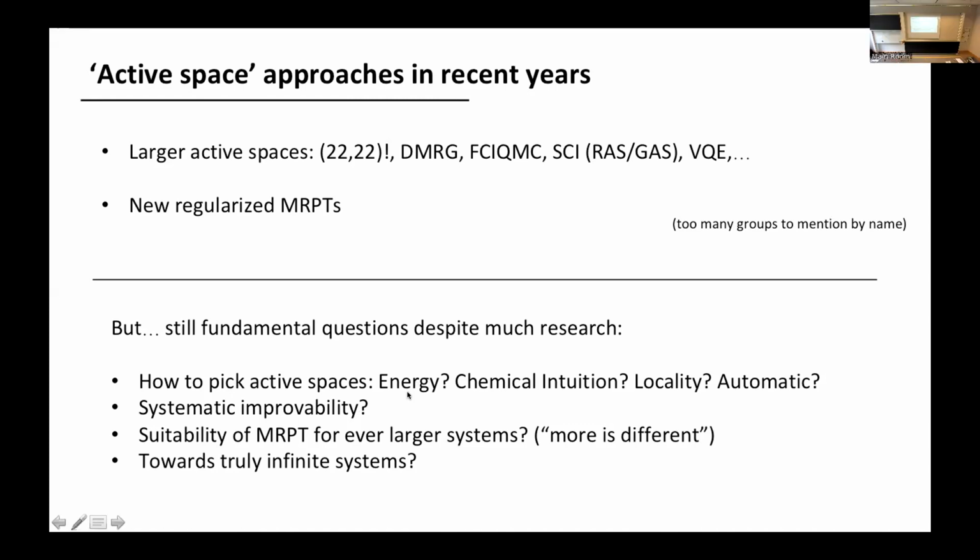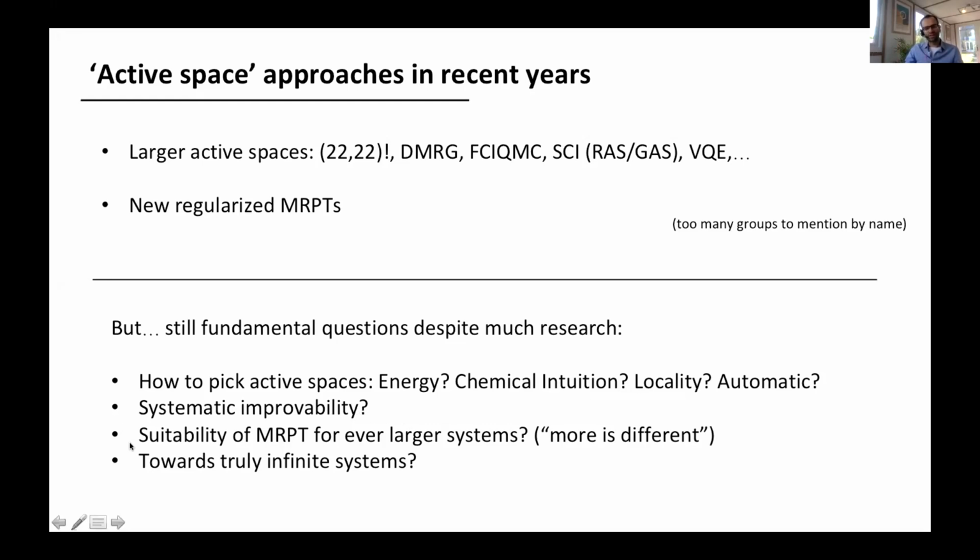Still, we have to think about energetic criteria, chemical intuition, locality, those sorts of questions. And then if we want a systematically improvable way, the only approach we've really got is to either improve the level of the perturbation theory we're doing on top of it, which is quite difficult to do, or to enlarge the active space, which is again not very systematic.